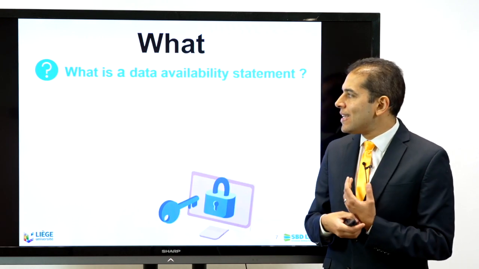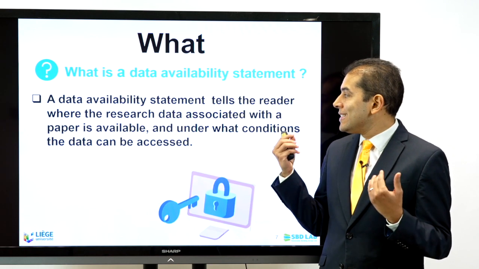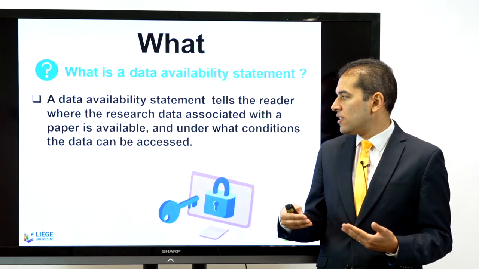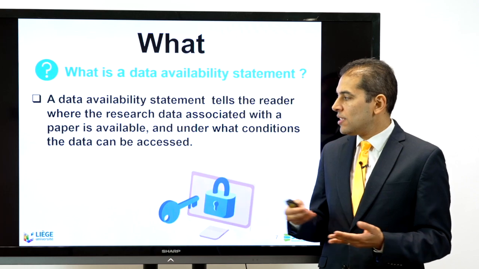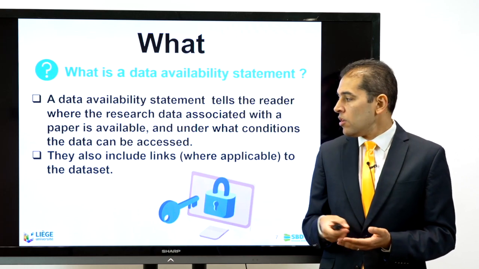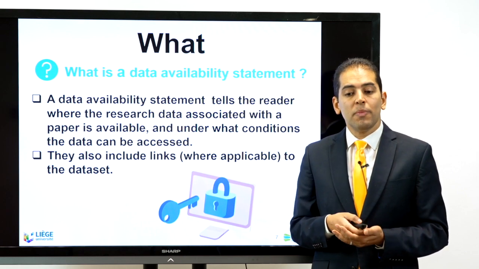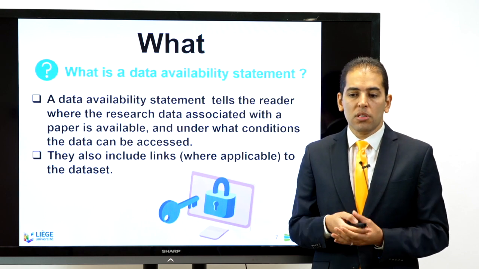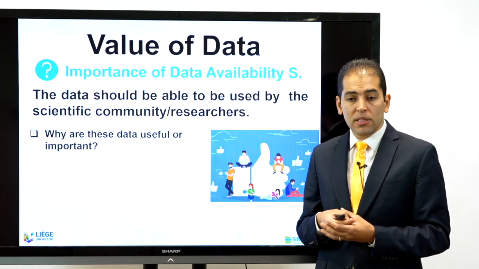So actually, what is a data availability statement? Well, a data availability statement tells the reader where the research data associated with a paper is available and under what conditions the data can be accessed. They also include links to this data, which, depending on the situation, makes it more accessible or not. Now, why is it important to have a data availability statement?